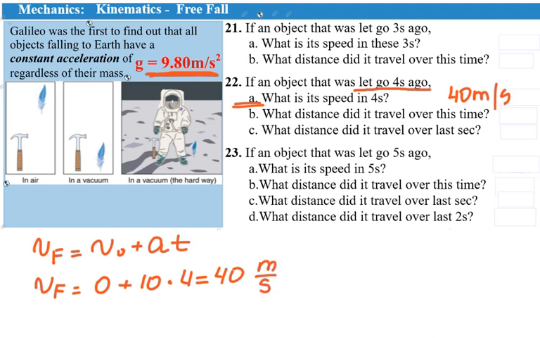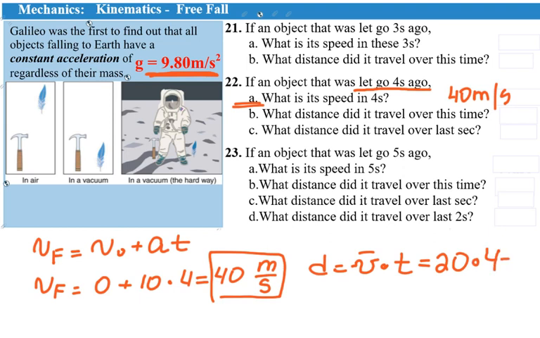What distance did it travel? So the distance is, again, average velocity times the time. Your initial velocity is 0 meters per second. Your final velocity is 40 meters per second. The average velocity is 20 meters per second. Times 4 seconds gives me 80 meters.